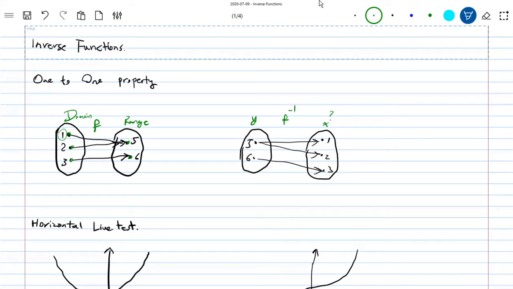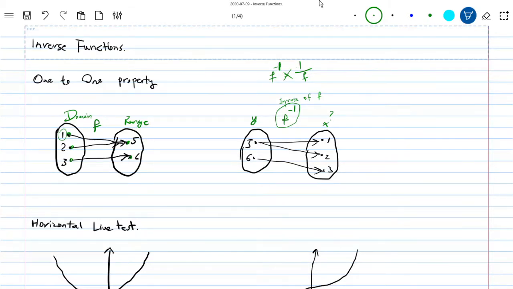This -1 is not like 2 to the -1. 2 to the -1 means 1/2. But f to the -1, that -1 is just a part of the notation. This means inverse of f. It's just a notation, so it doesn't mean 1 divided by f. f inverse does not mean 1 divided by f. That is not correct. This is just a notation that means going backward in f.